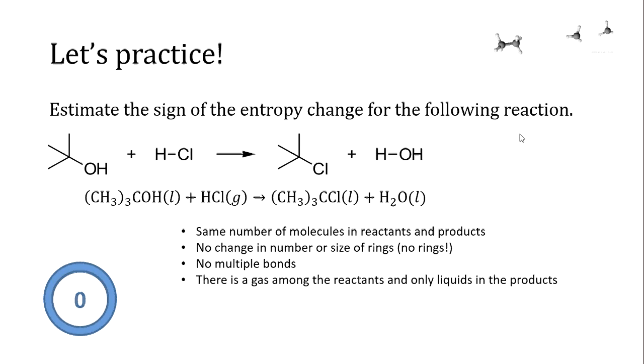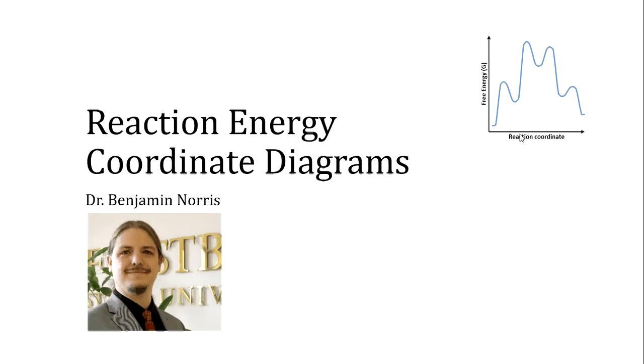However, the reactant side has a gas, and there are only liquids in the product. So here's a change. We have one factor that suggests a decrease in entropy, since we're going from having some gas in the reactants to no gases in the product. Entropy is probably decreasing.